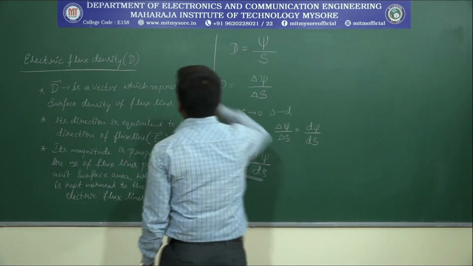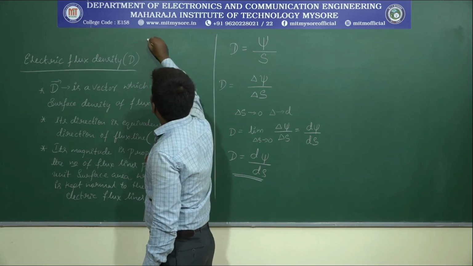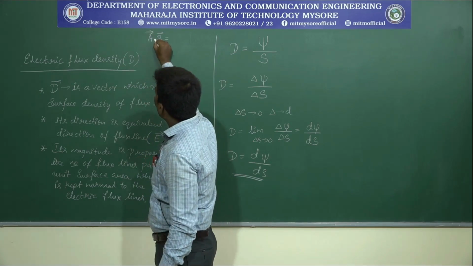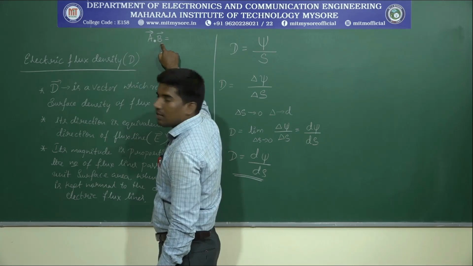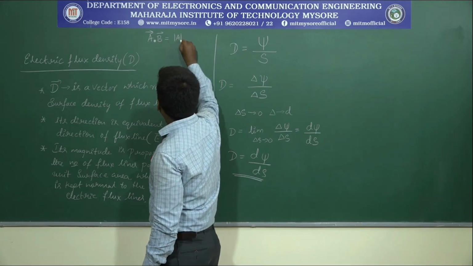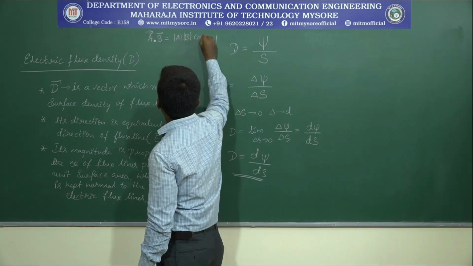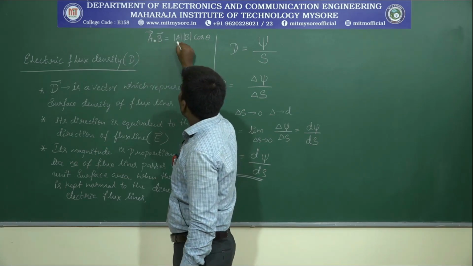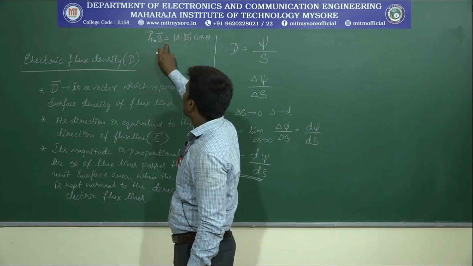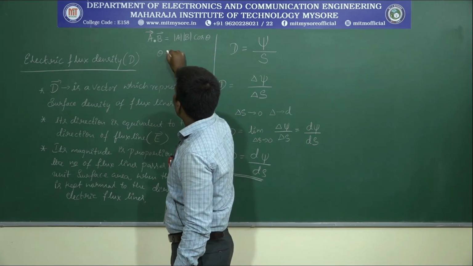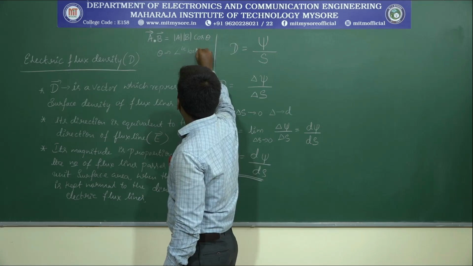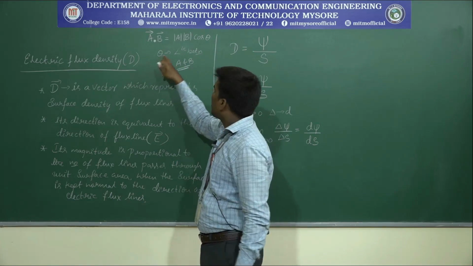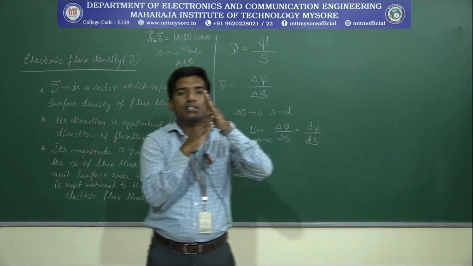What do you mean by dot product? Let me recall the previous case. The dot product between two vectors A and B is given by the magnitude of A into the magnitude of B into cos theta. This is the equation for the dot product between A and B, where A and B are the magnitudes of these two vectors, and theta is the angle between A and B. In this case also, we need to consider the dot product.